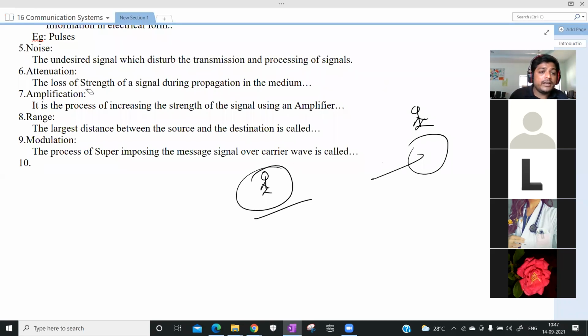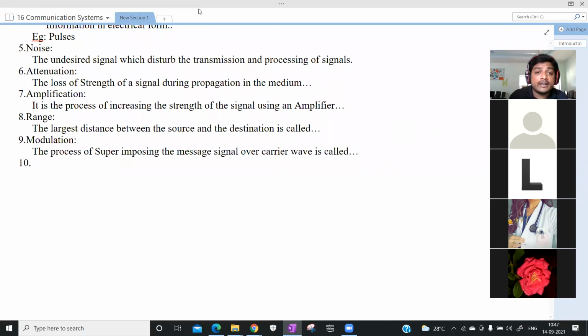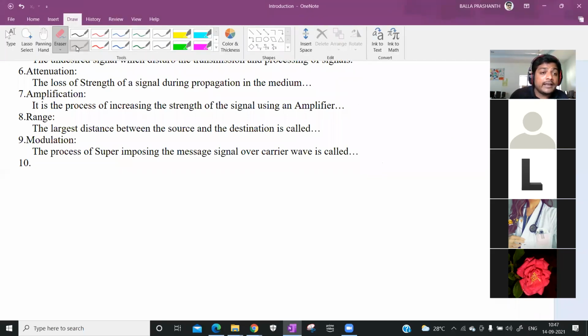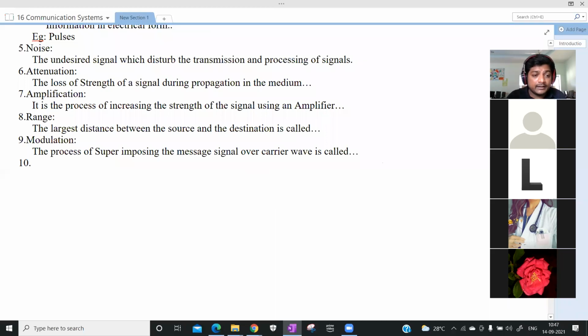So here what happens now? We have to do demodulation. We need to remove the carrier wave. That is called demodulation, the process of separating the message signal from the carrier wave.